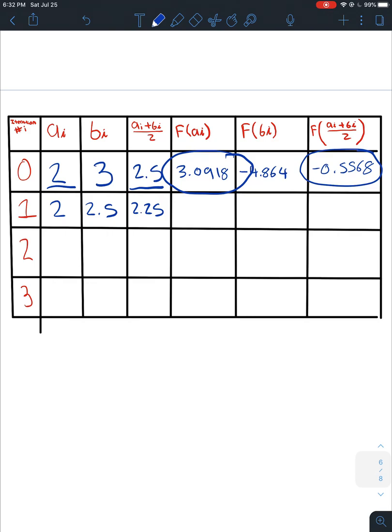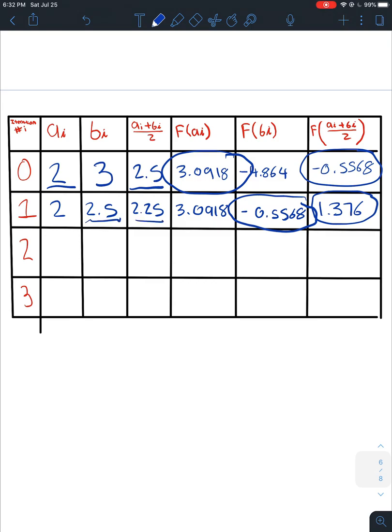And then you evaluate f(a_i), which would be 3.0918. f(b_i), which would be negative 0.5568. And then (a_i + b_i)/2 evaluated within the function would be 1.376. So we check this is positive. In order to make f(a) times f(b) a negative number, we have to take the negative one, so this one, which is evaluated here at b.